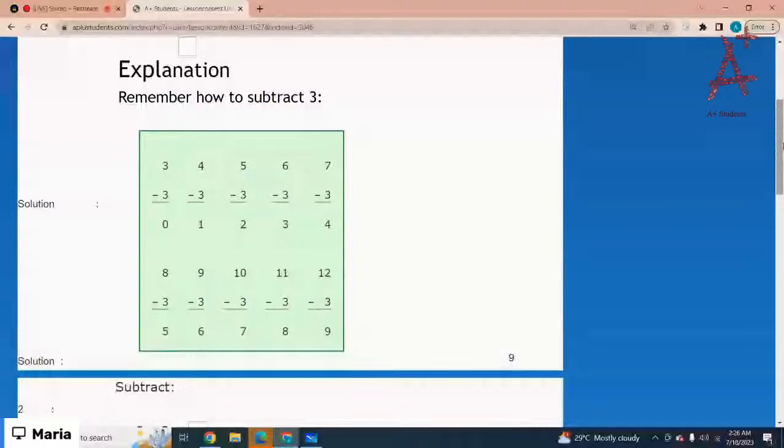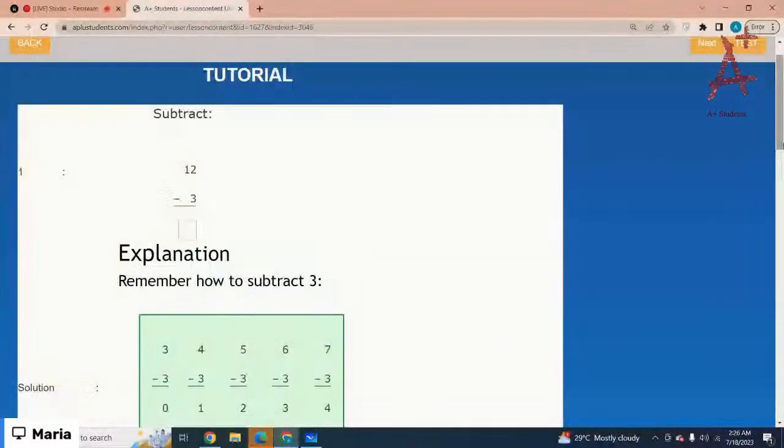So either you can keep the table in your mind, or you can do the same steps we have done with subtracting 1 and subtracting 2. The same way you can subtract 3. Let's just look at the example, that is 12 take away 3. You can look in the table. So 12 take away 3 is 9. Here it is.